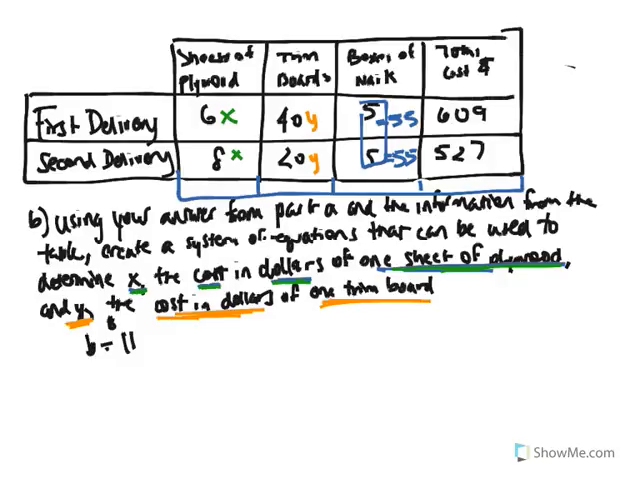So they want us to set up a system of equations that can be used to determine X and Y. We already know how to do systems of equations. We're way ahead of the game here. So let's write our systems of equations using the variables the problem assigned for us. We have 6x plus 40y plus 55 equals 609.